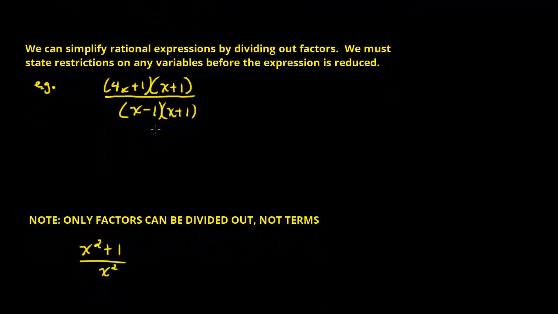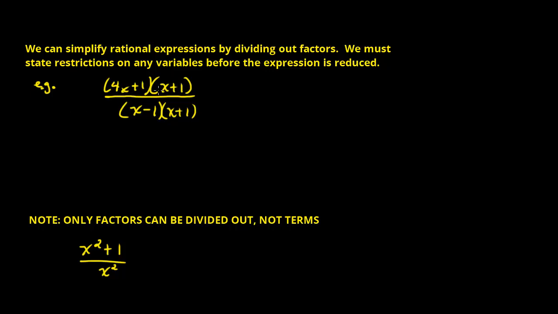Next, we can simplify rational expressions by dividing out factors. But when we divide out any factors, we have to state the restrictions on any variables before the expression is reduced. So let's look at this example.